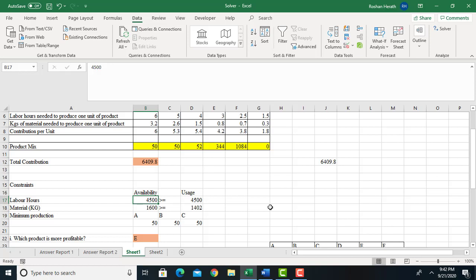Let's increase the labor hours by 1 unit. Let's make it 4501.